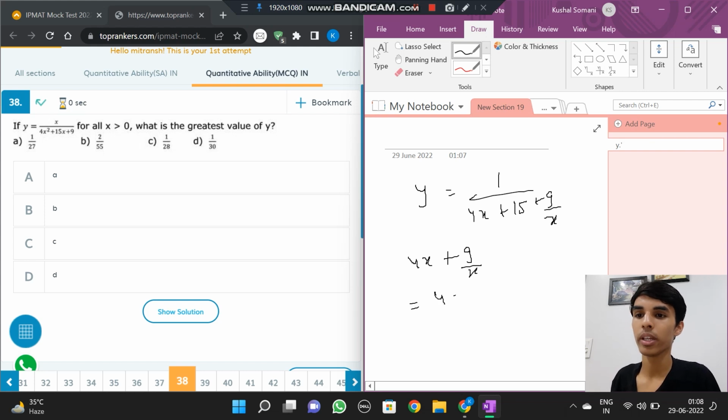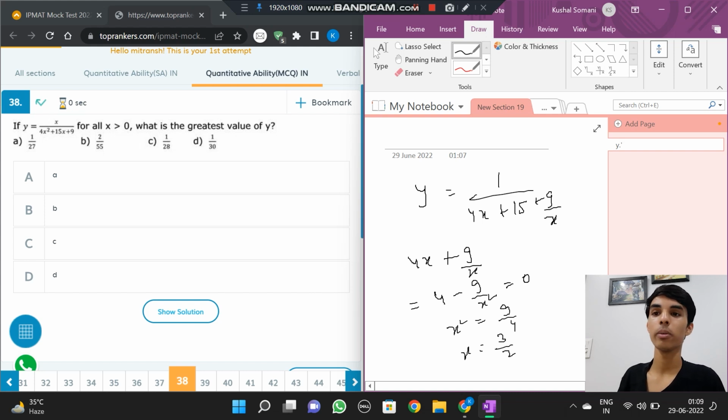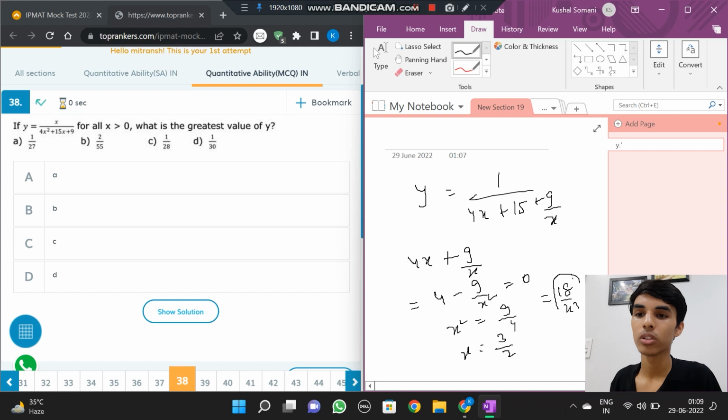We can just take 4 minus 9 by x square equal to 0, which will provide x square is equal to 9 by 4, x is equal to plus minus 3 by 2, and since x is positive, we'll take the case of only 3 by 2. So at x equal to 3 by 2, the denominator will be minimum. We can also check the second derivative, which will be nothing but 18 by x cube. Anyways, it will be positive, since x is positive. Hence, the minimum will lie at 3 by 2 only.